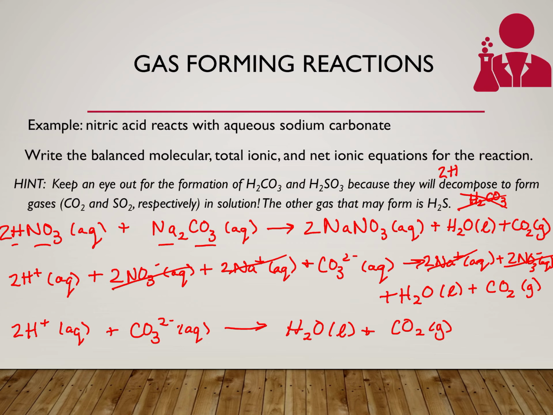Otherwise, had we written this as 2H plus and CO3 2 minus, then you would try and cancel out that carbonate and the hydrogen, and nothing would happen. So we can't write it like that. If you come up with carbonic acid, you're going to write it as water and carbon dioxide. And like I said, the same if you come up with sulfurous acid, you're going to write it as water and sulfur dioxide. Okay, so that's how we do these gas-forming reactions.